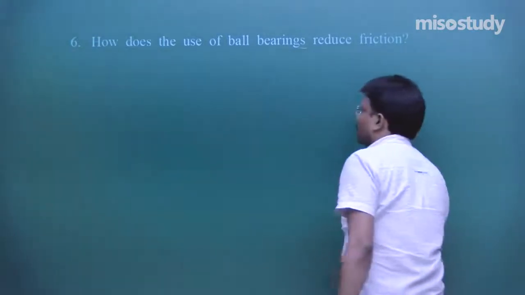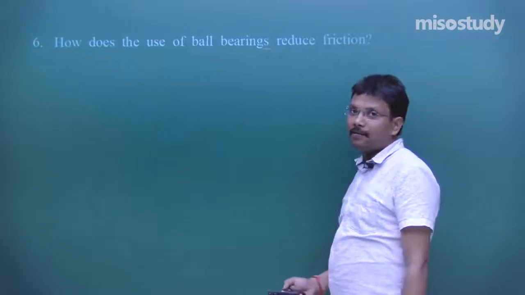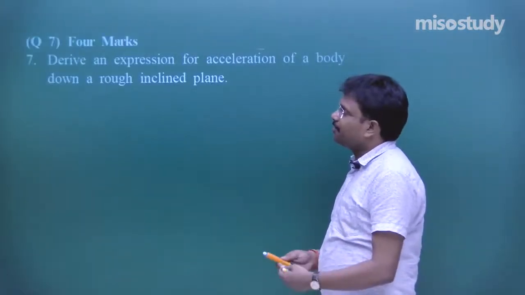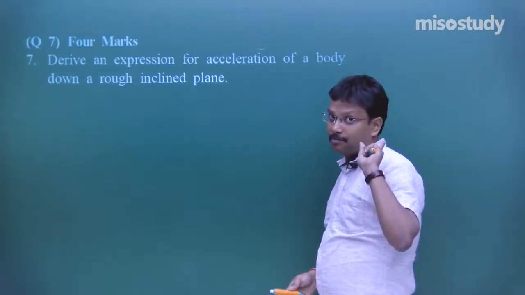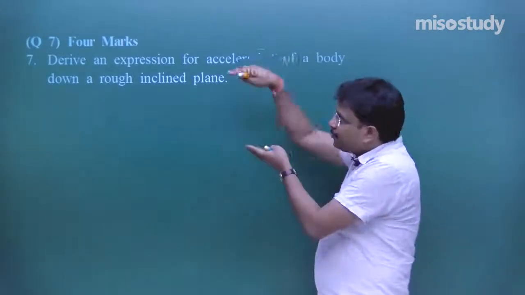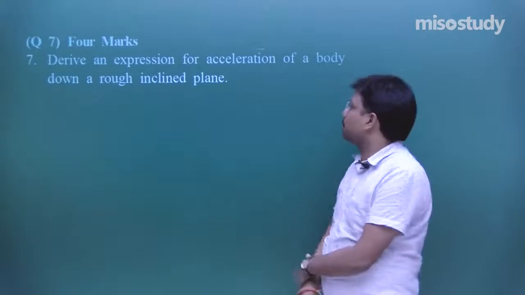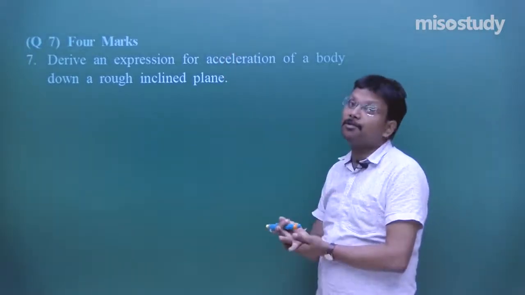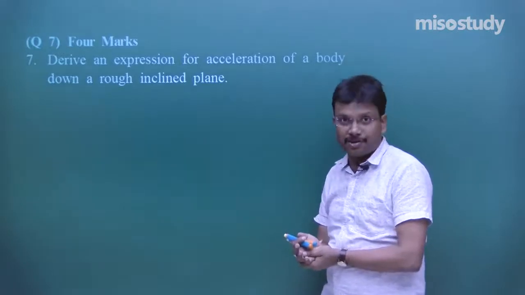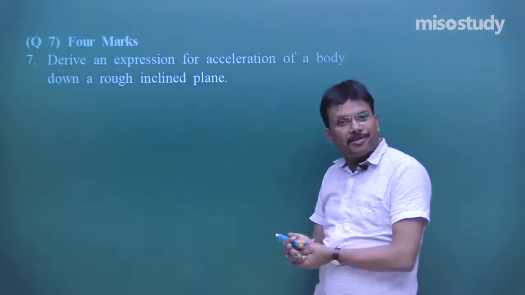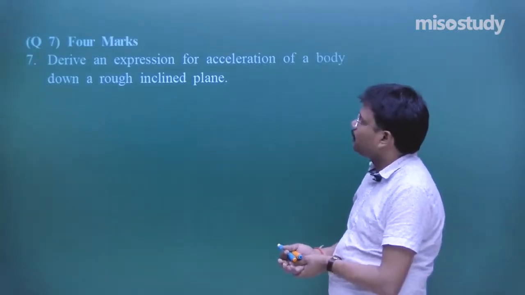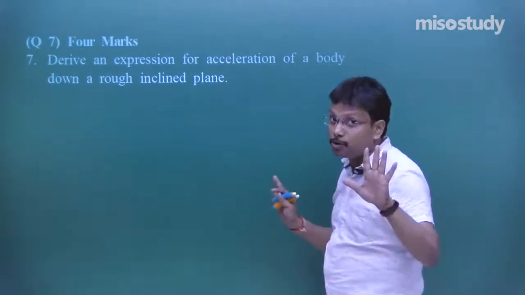Then comes question number 7. Now question number 7 is for 4 marks. I specifically mention these type of instructions so that you can get the habit of reading the instructions before attempting a set of questions. So this question number 7 says: derive an expression for acceleration of a body down a rough inclined plane. Now what you should do?